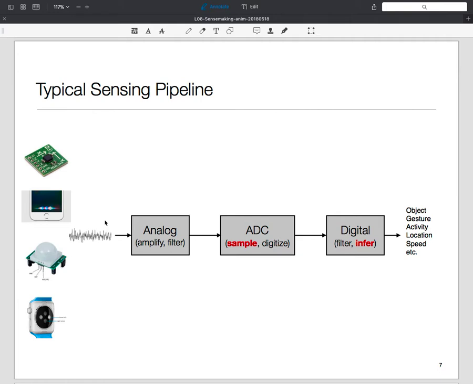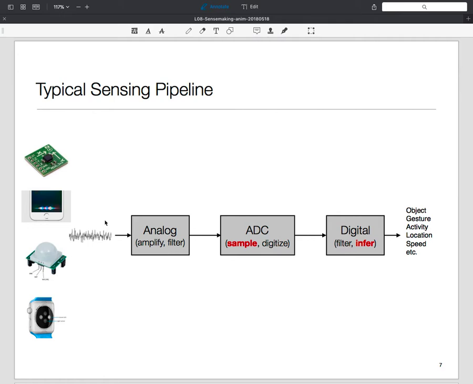And then we go through some sort of analog circuitry, amplify, filter, whatnot, and then after that there is this phase which we call A to D conversion, where we sample the signal and we digitize the signal. And then there is a digital part where we filter the signal, clean it up, and then we make some inferences out of it. And inferences are what I was referring to earlier, actions and activities.